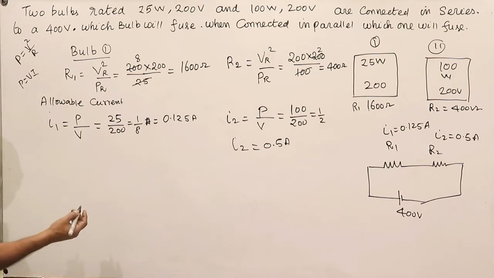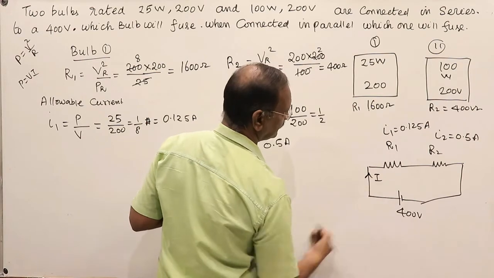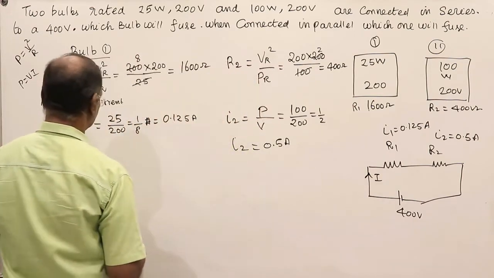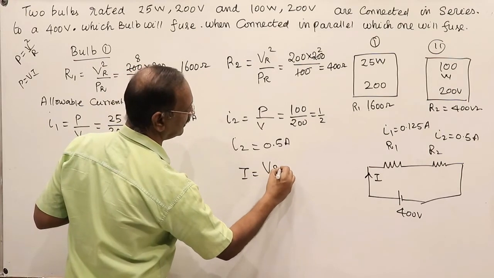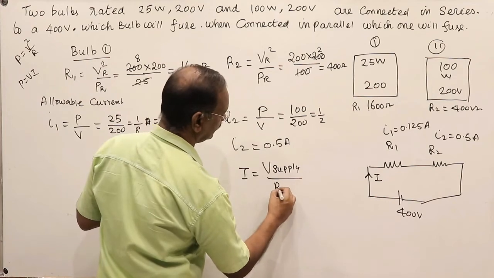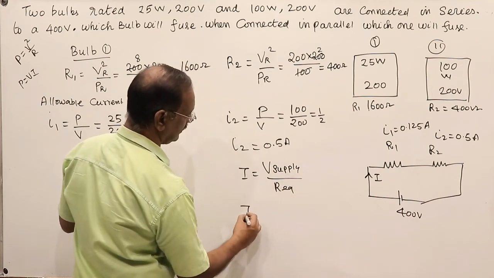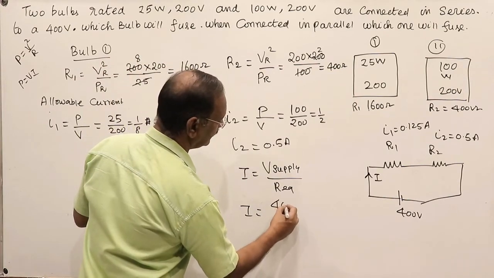So when both are connected in series, the current will flow. So this is I. I is equal to the voltage supply divided by R equivalent. The voltage supply is equal to 400.